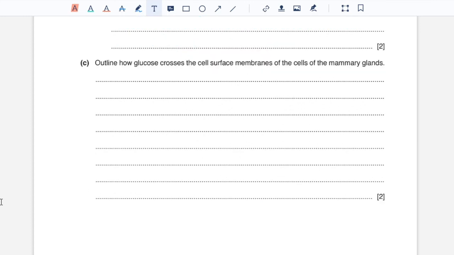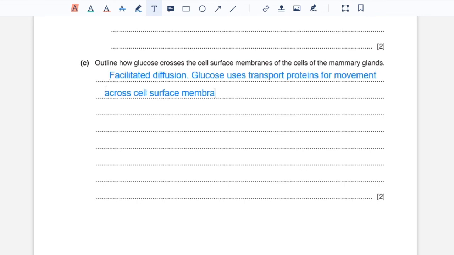c. Outline how glucose crosses the cell surface membranes of the cells of the mammary glands. Because glucose is a hydrophilic substance, it would not be able to cross the barrier of the hydrophobic fatty acid tails, so it would need a hydrophilic or aqueous channel provided by transport proteins, and so it moves by facilitated diffusion.